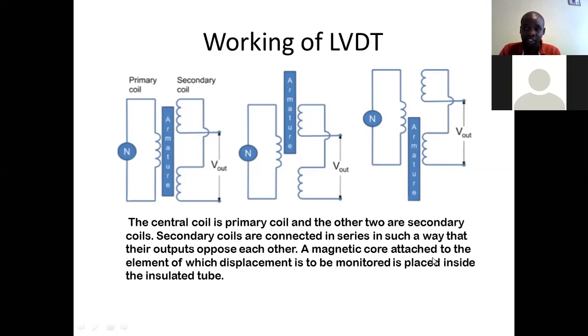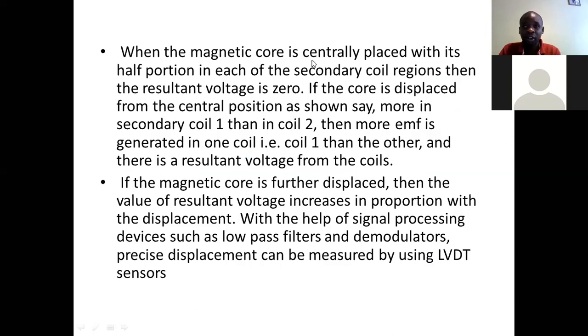Then a magnetic core is attached to the element of which displacement is to be monitored, and it is placed inside the insulated tube. So this is a magnetic core, and here it's attached to the material which is causing displacement. On one side here, you can see when it is moved, for instance, to the upper side, then we want to have a change in magnetic flux linkage. Let's look at that explanation there. When the magnetic core is centrally placed with its half portion in each of the secondary coil regions, then the resultant voltage becomes 0. But if the core is displaced from the central position more into one secondary coil, then more EMF is generated in one coil than the other.